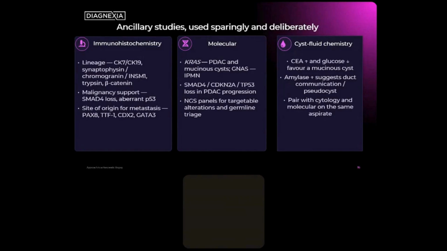Okay, ancillary studies. I'm a great believer in morphology, but certainly I will never ignore the role of ancillary studies in helping me make a diagnosis. I've alluded to several of the immunohistochemical stains already, and you can resort to them depending on your index of suspicion or your differential diagnosis. Molecular testing is available in many centers, and if you're in doubt, I would strongly advocate using it.